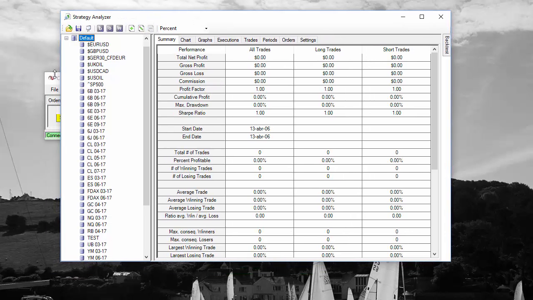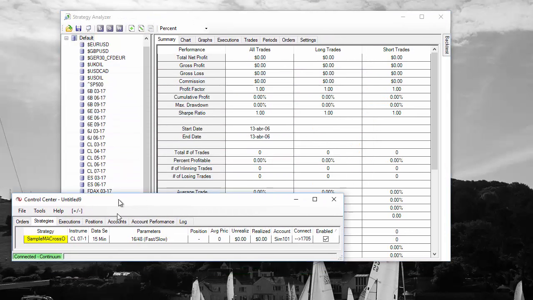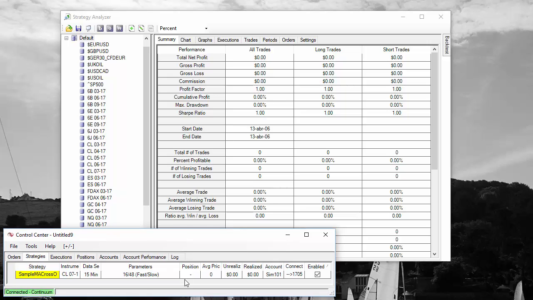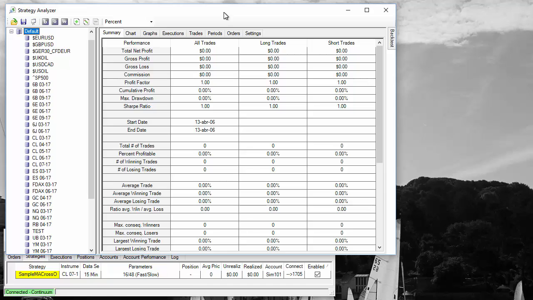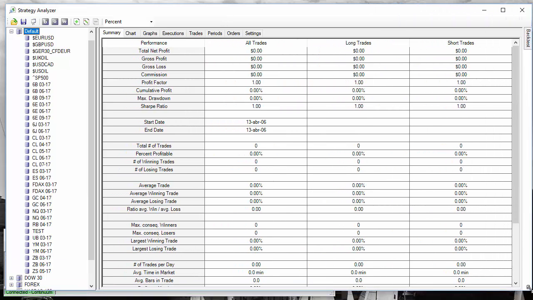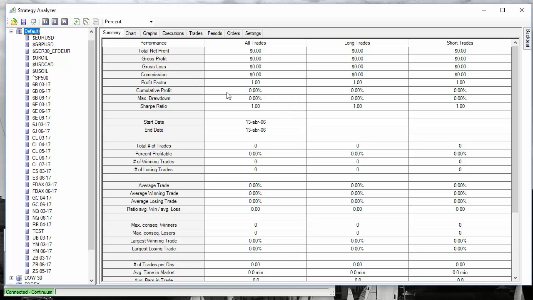I place the control center on the bottom so we can see the estimated time to complete the report at the lower part of the control center. We choose the instrument, the crude oil future for July.